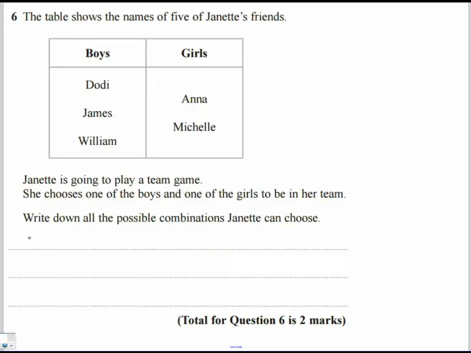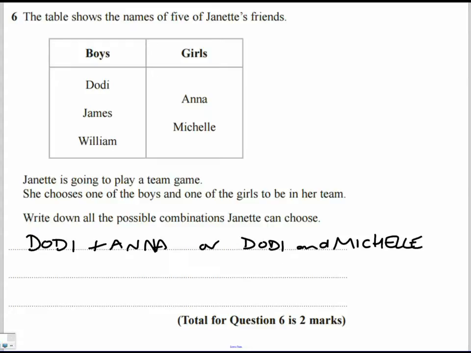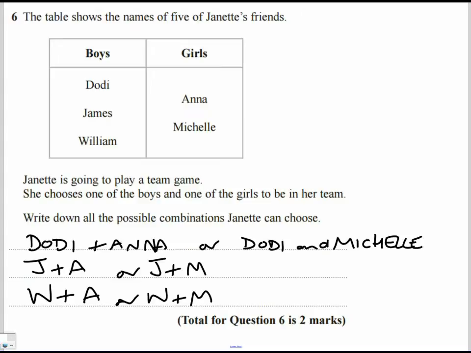So basically, Janet can choose Dodie and Anna, or Dodie and Michelle. She can choose James and Anna, or James and Michelle. And finally, William and Anna, or William and Michelle. So there are 6 combinations in all, and this is worth 2 marks.